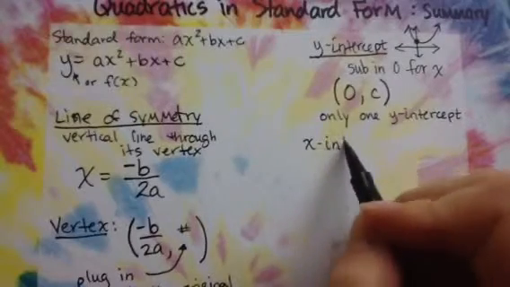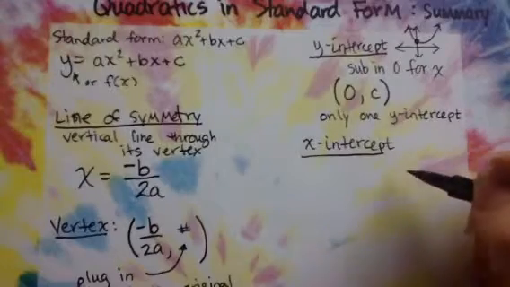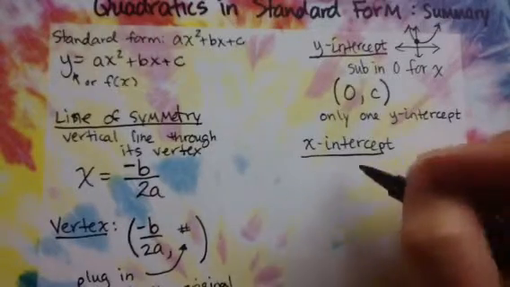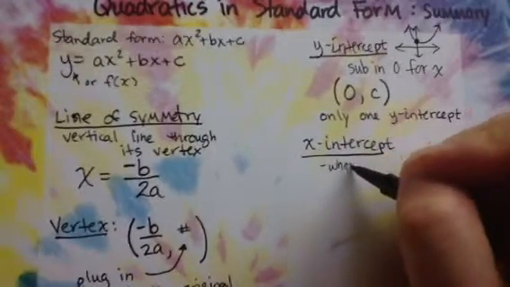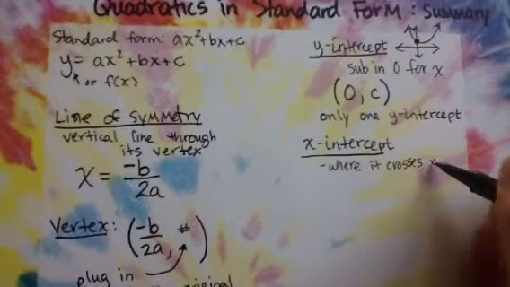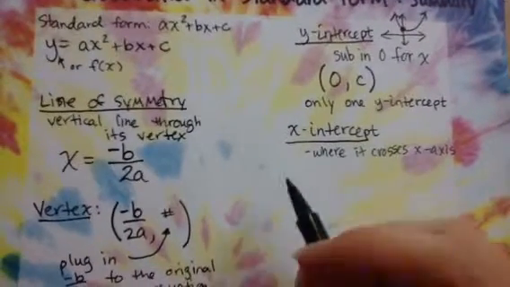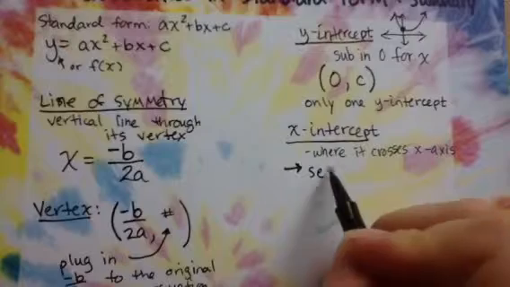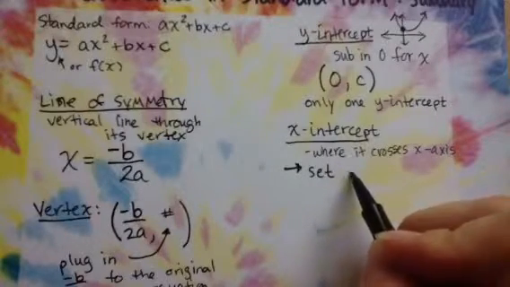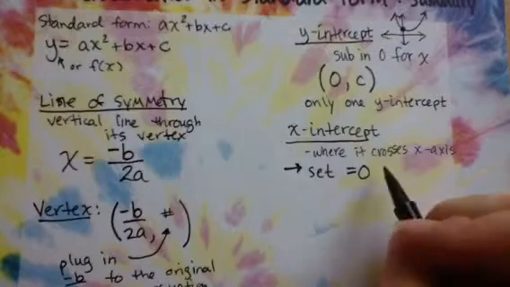Now x-intercepts, on the other hand, those are a different story. The x-intercept is where the parabola crosses the x-axis. So basically what we're going to do is first we will set the parabola equal to 0. So we're going to sub in 0 for y, which means we're setting the rest of it equal to 0. And then we're going to solve.